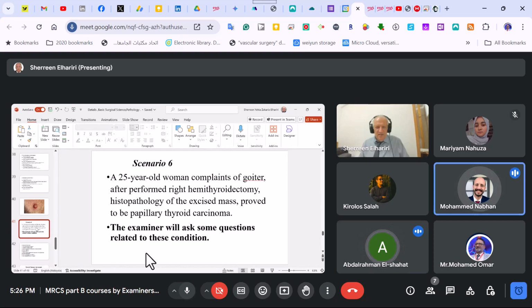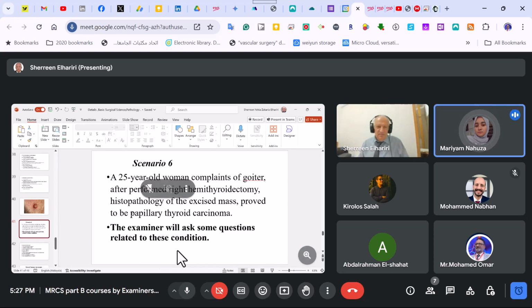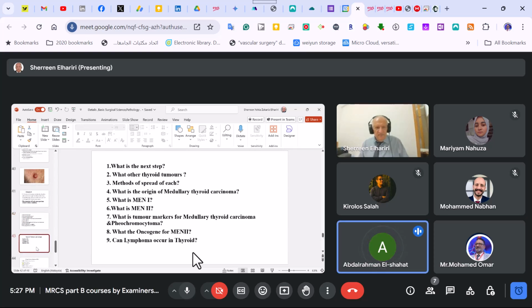Radioactive iodine will be offered for the patient. Okay. Anyone? Actually, I think medullary thyroid carcinoma is radioactive not focal. This is the only cancer you need thyroidectomy. So this patient must have completion thyroidectomy with neck dissection. Okay. So this patient needs completion thyroidectomy. What other thyroid tumor you know? Follicular, medullary, and anaplastic, and lymphomas.